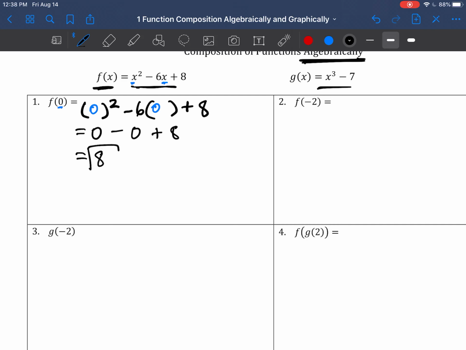And so f of 0 equals 8. You have to be very careful when you plug in negative numbers like we are here. And so that's why using your parentheses is going to be very helpful.